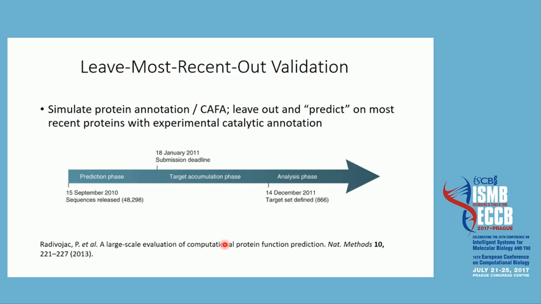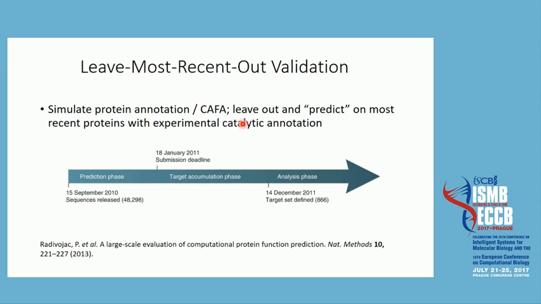So I really like the evaluation work that has come out of CAFA. I insist on doing this CAFA-like evaluation, leave most recent out. We have a lot of names for it. But the idea is leave out and predict on the most recent proteins. Just for my own interest, I'm looking at catalytic annotations, but that was fairly arbitrary.